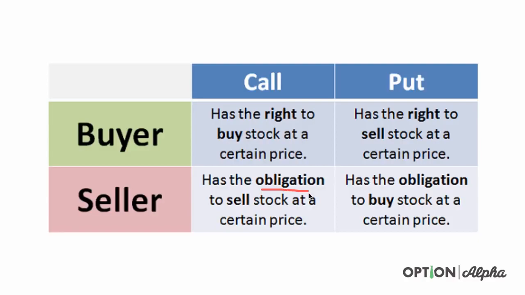If you agree with an option buyer that they're going to buy stock from you at $50, you're going to sell it to them at $50. You have to sell it to them at $50 if that contract actually comes all the way through expiration.